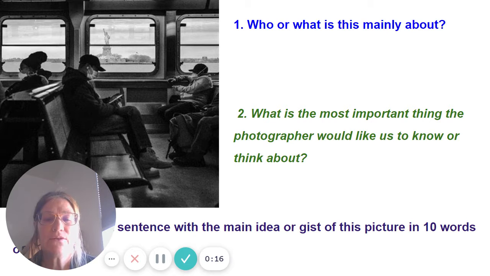Okay, again, there's a couple of questions that you can always ask yourself when it comes to getting the gist. You can first ask yourself, who or what is this mainly about? And when you're thinking about who or what is this mainly about, you can look at the subject, right? Think about the nouns, right? What do I see? I see people.